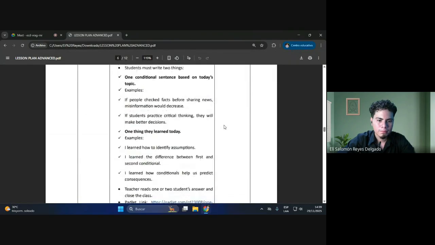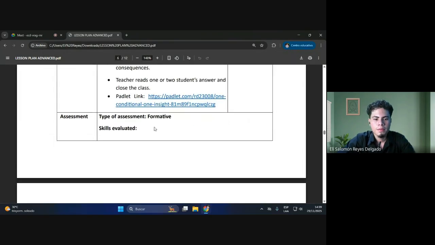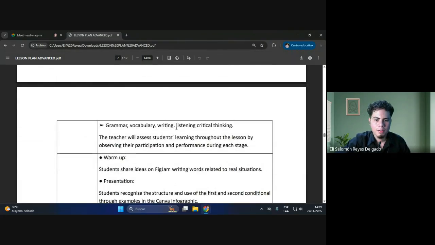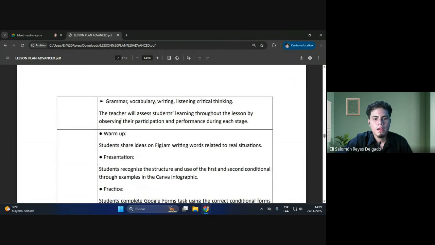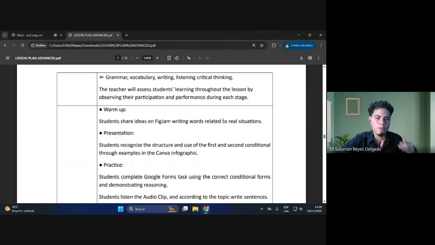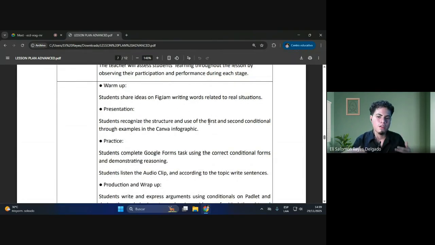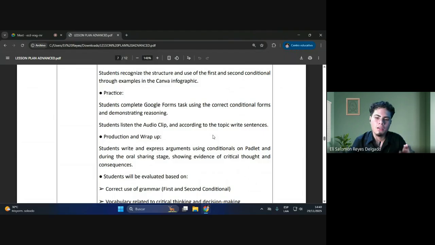So finally, we have the assessment. The type of assessment is formative. Skills evaluated: grammar, vocabulary, writing, listening, and critical thinking, and the teacher will assist students' learning throughout the lesson by observing their participation and performance during each stage. In the warm-up, students share ideas on fiction, writing roles related to real situations. In the presentation, students recognize the structure and use of the first and second conditional through examples in the Canva infographic. In the practice, students complete Google Forms tasks using the correct conditional forms and demonstrating reasoning.